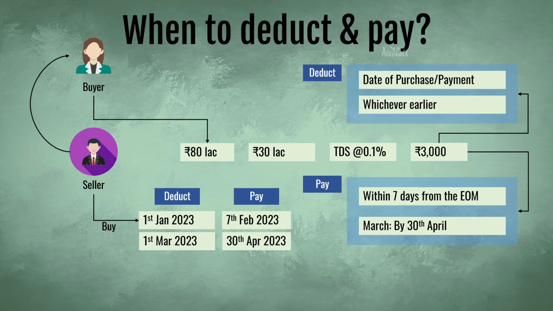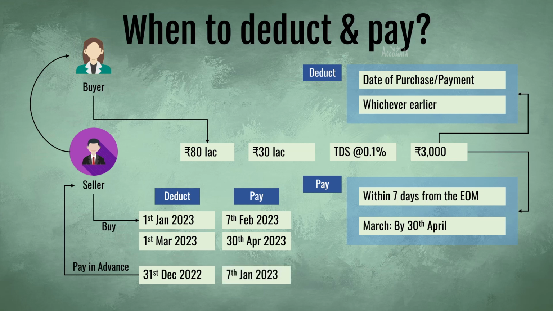Alternatively, if you have just placed the order and made advance payment, but goods are not yet supplied, let's say you are paid advance on 31st December 2022. So date of deduction would be 31st December 2022 and you have to pay this TDS by 7th Jan 2023.